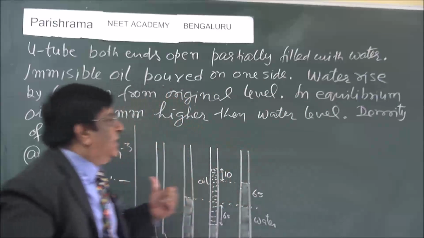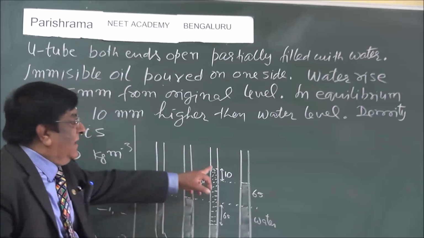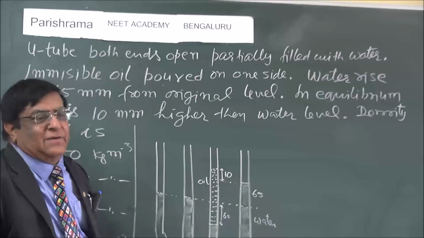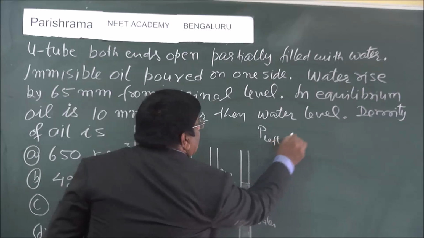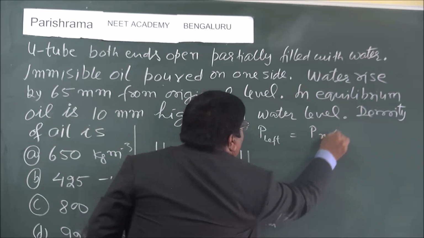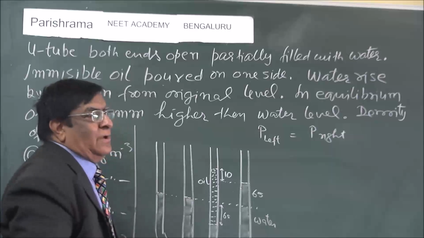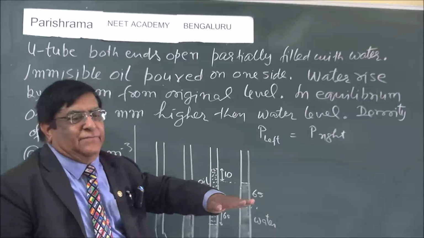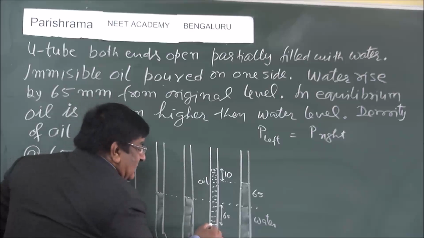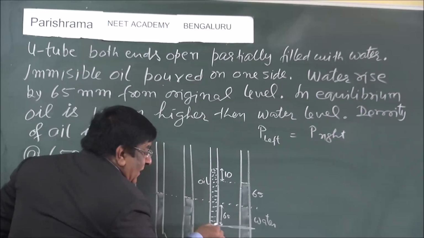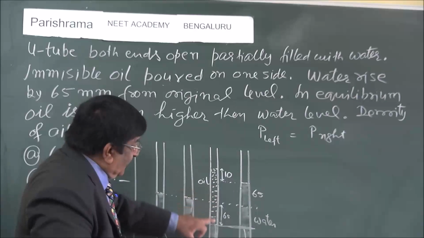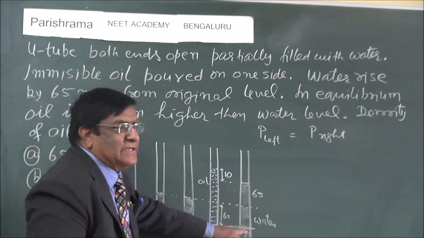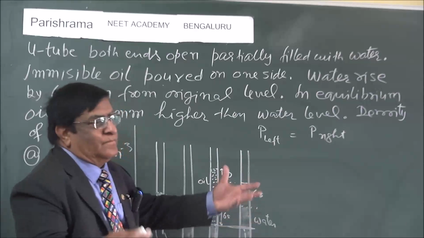Anyway, what is the equation we have got? Pressure by left column is equal to pressure by right column. P left is equal to P right. Now, the common part we can leave. Common means this level, below this, water at the same height. Leave it. So the pressure of this is equal to the pressure of this. Right? Yes, sir. Now you can do it.